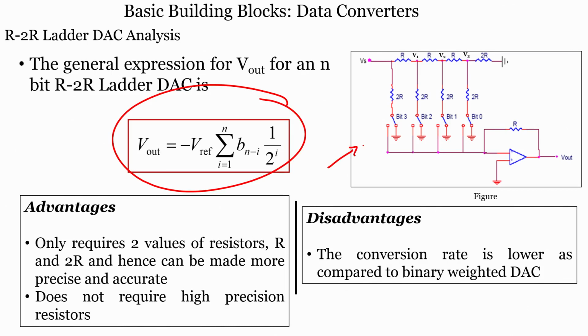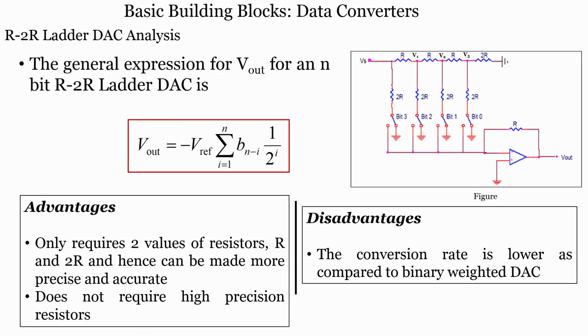The advantages and limitations of the R2R DACs are, the first one is that it requires only 2 values of resistors. In case of the weighted binary network, we require very high values of resistors and extremely precise values of resistors, while if you talk about the DACs using an R2R ladder, the advantage would be that it only requires 2 values, either R and 2R, and hence can be made more precise and accurate. The second advantage is that it does not require high precision resistors.